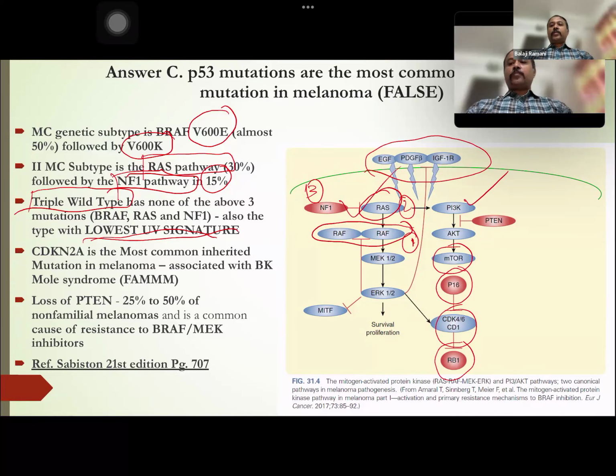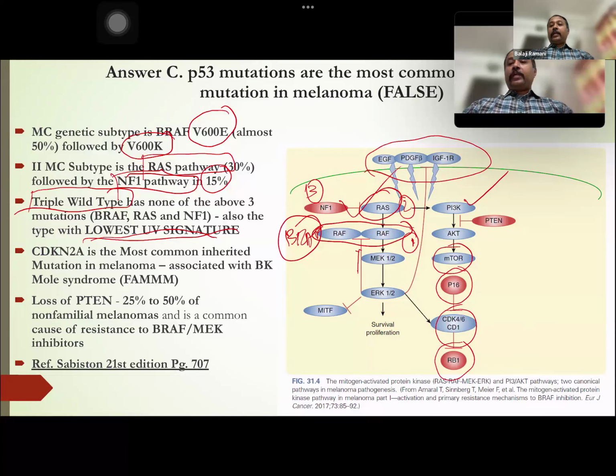Just remember the pathways. Most of the drugs will come under these pathways only. Okay. So now in the management of patients with melanomas, you can remember the BRAF inhibitors will come here. So dabrafenib, vemurafenib will come here.